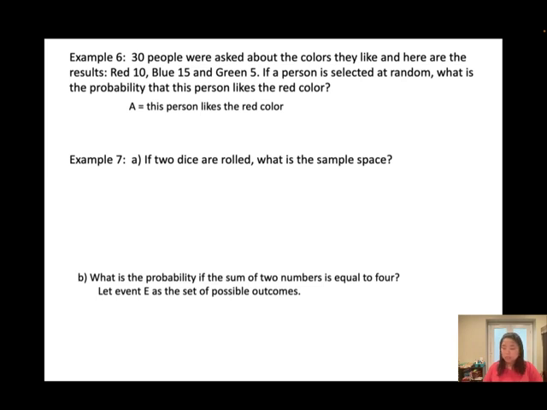Okay? And then finding the probability of A. So we do have 10 people who like the red color. And then the total possible outcomes will be 10 plus 15 plus 5, which is going to be 30. So it's going to be 1/3. Okay, 1/3 of the people like the red color.